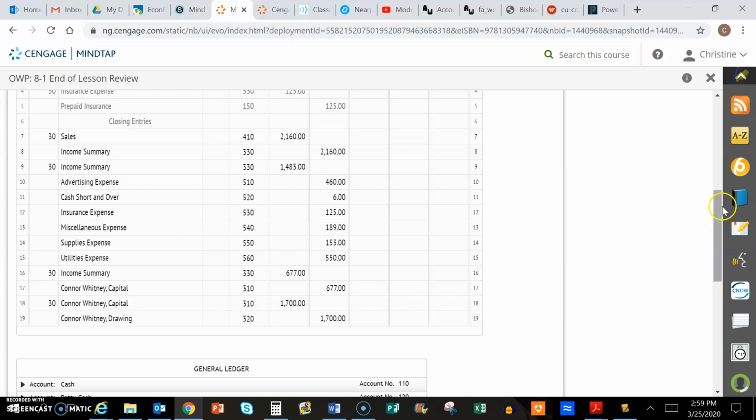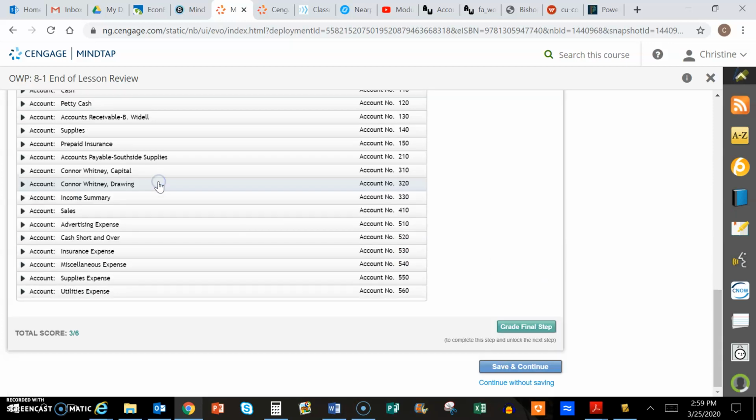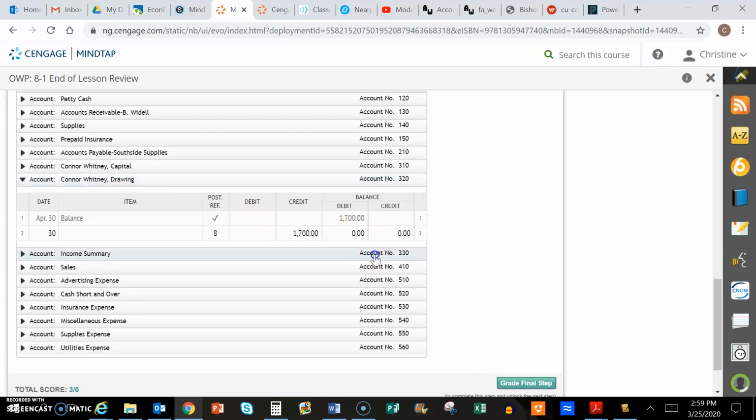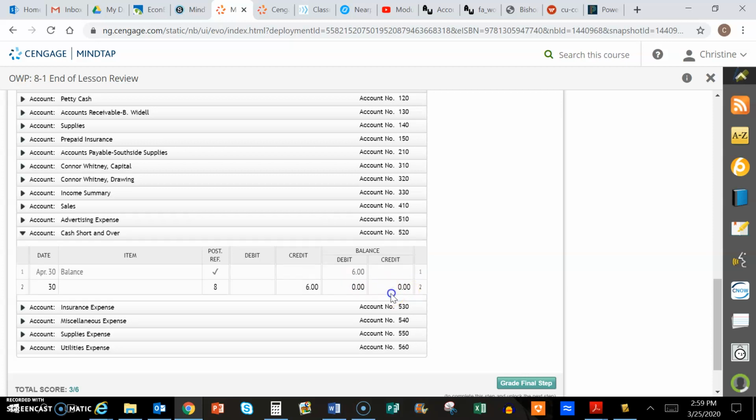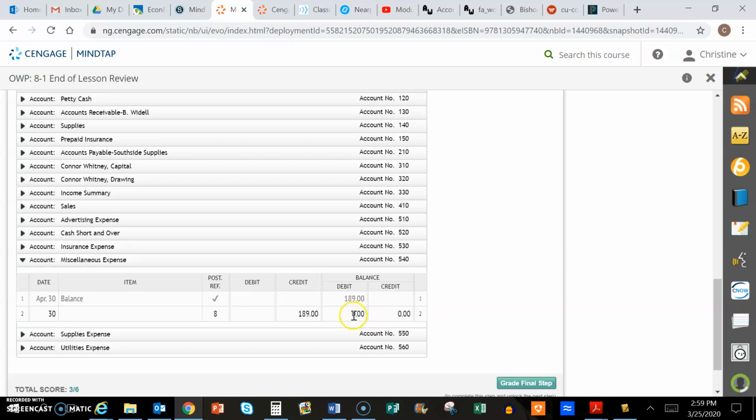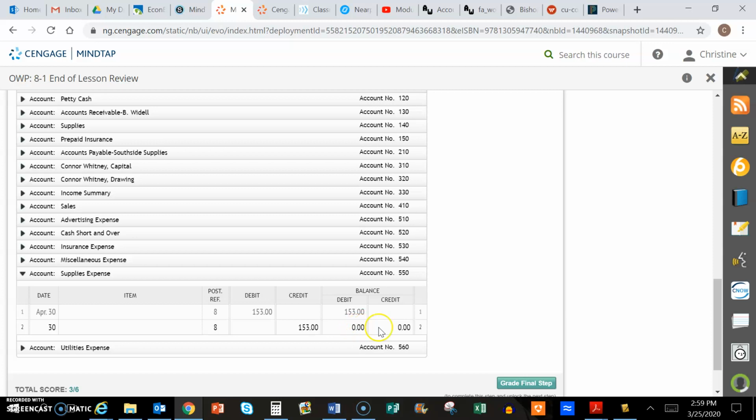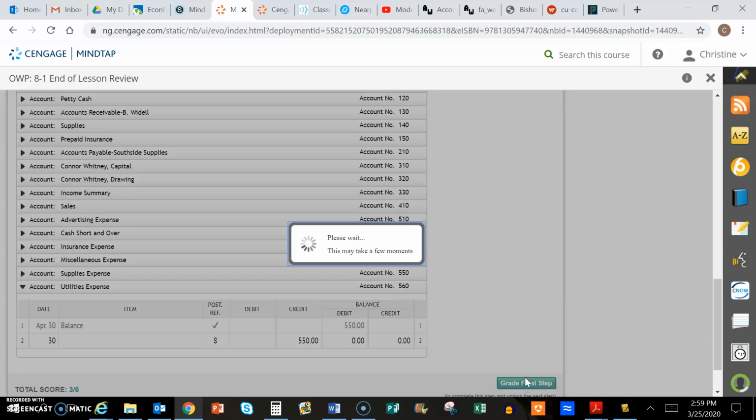Okay, so if you scroll down before you grade it, you just want to make sure that everything from drawing, income summary, sales, and all your expenses all have 0 balance. So drawing is 0, income summary is 0, sales is 0, advertising expense is 0, cash over and over, insurance expense, miscellaneous expense, supplies expense, and utilities expense. So we can go ahead and grade that final step.